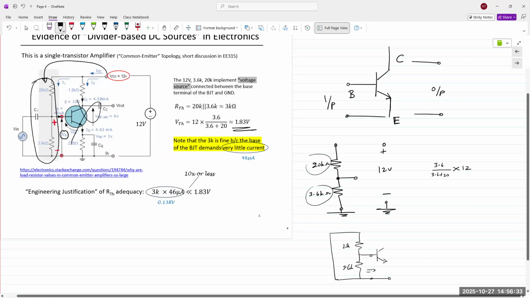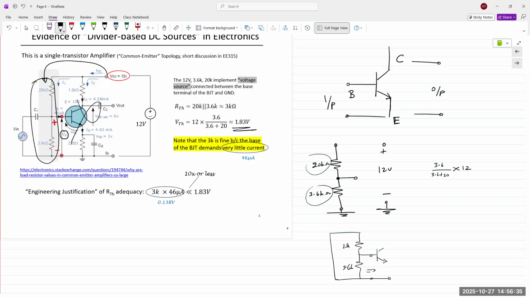Remember, to find Thevenin resistance, we reduce all sources to 0. So if your 12-volt source is reduced to 0, it's replaced with a short circuit, meaning that point at the top of the circuit is now connected directly to ground. That puts both resistors in parallel, and that's why we obtain 3 kilo ohms.